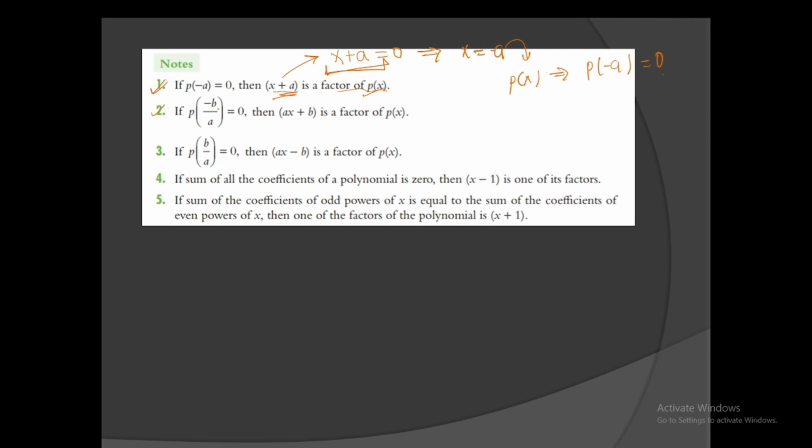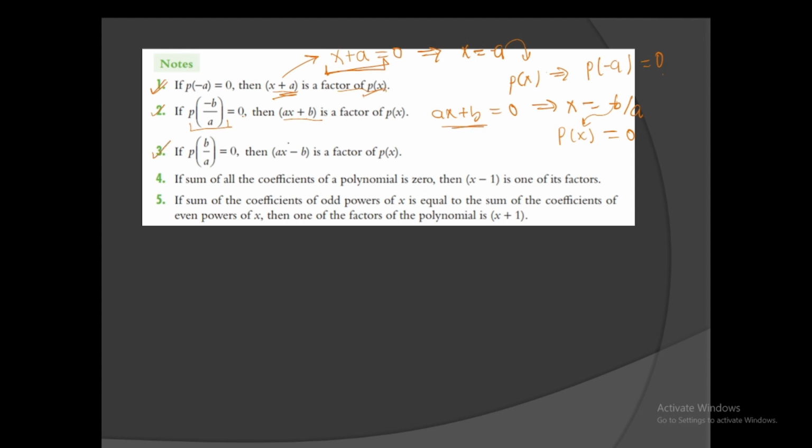The second point says that if p of minus b by a equals 0, then ax plus b is a factor. Basically, it is saying that this is the remainder, and the remainder equals 0. So ax plus b is a factor. Ax plus b equal to 0, so x equals minus b by a. So if we put it in, and if it is 0, then this is a factor.